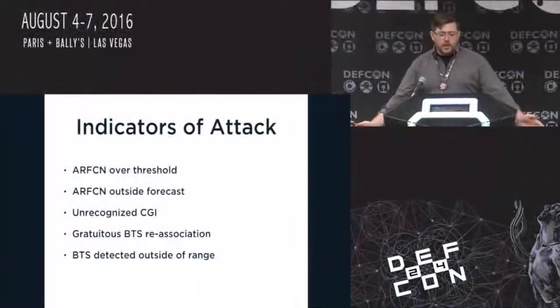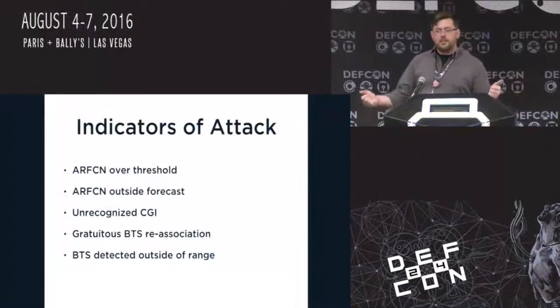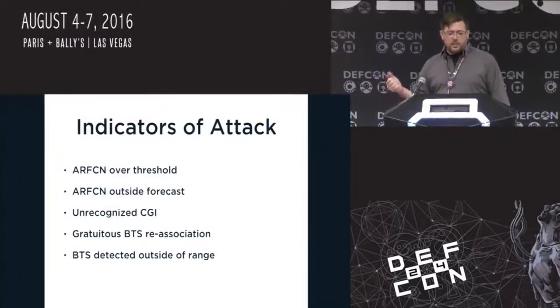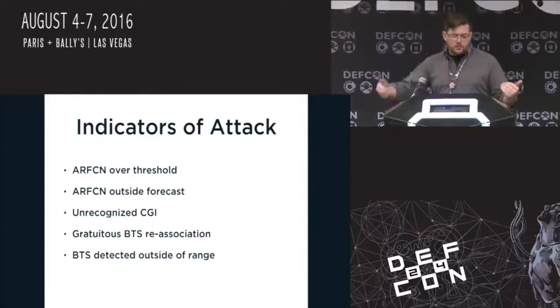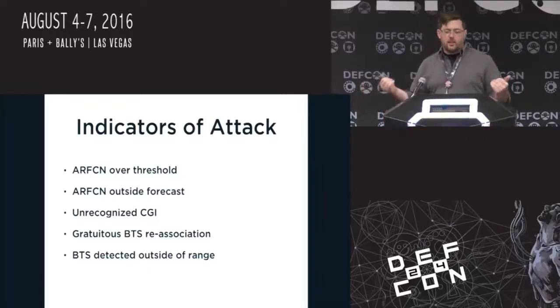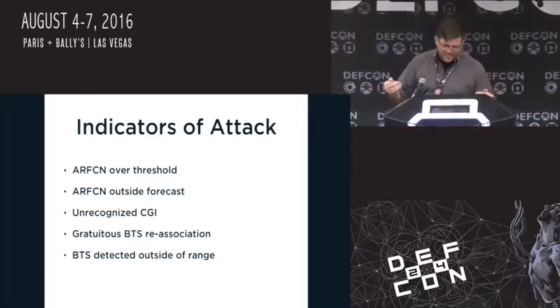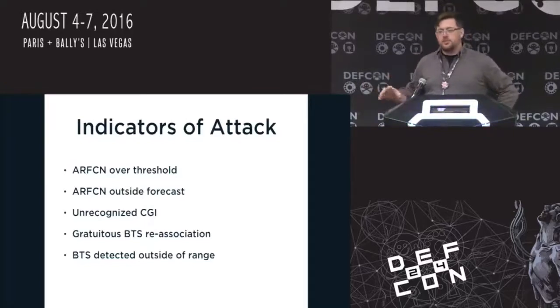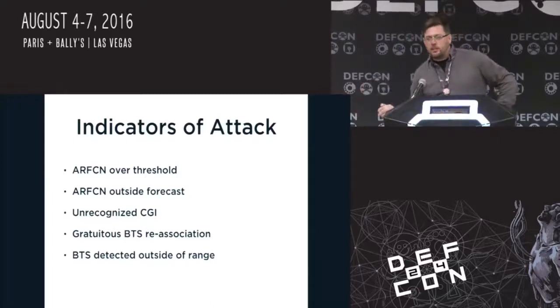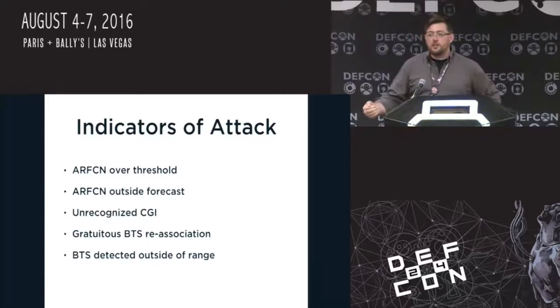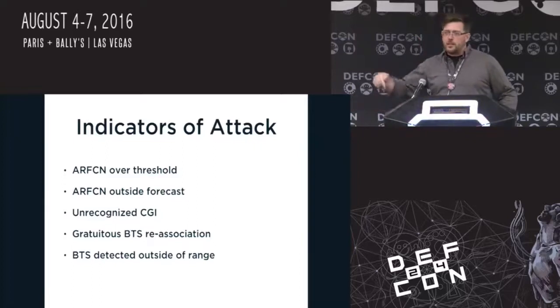So, indicators of attack. How do you know when something weird's going on? ARFCN, remember? Think of it like a TV channel. All of a sudden, if a channel goes loud over threshold, which you determine by a short period of observation, you can set a threshold alert when it gets over that. ARFCN outside of forecast: spoiler alert, we're using Graphite in part of this. Graphite has the Holt-Winters algorithm built in so that you can have a confidence band over time. If something that's typically low all of a sudden gets a little bit louder, it may not be a threat to you, but it may be something nearby. A channel all of a sudden getting louder may indicate that someone's trying to broadcast on the same channel.